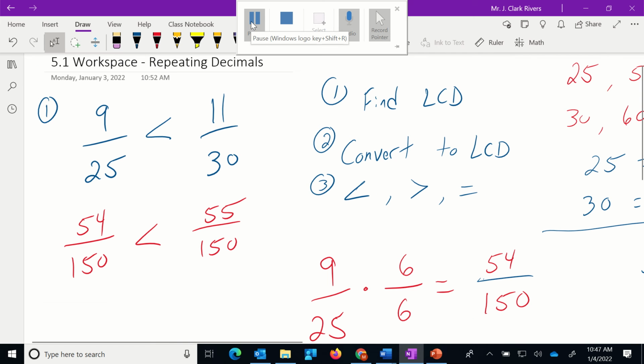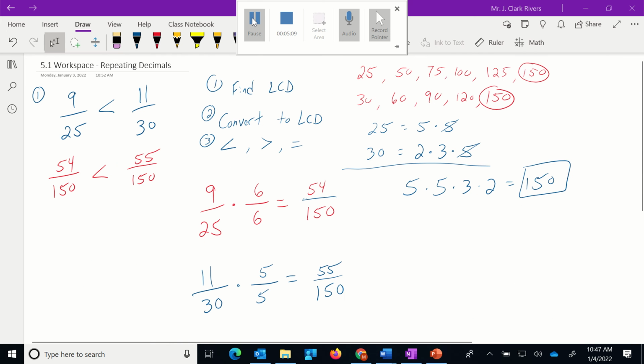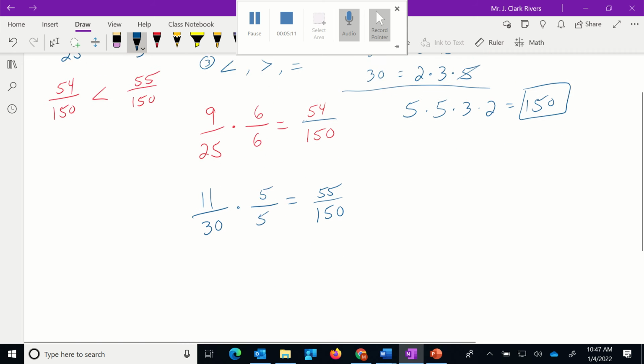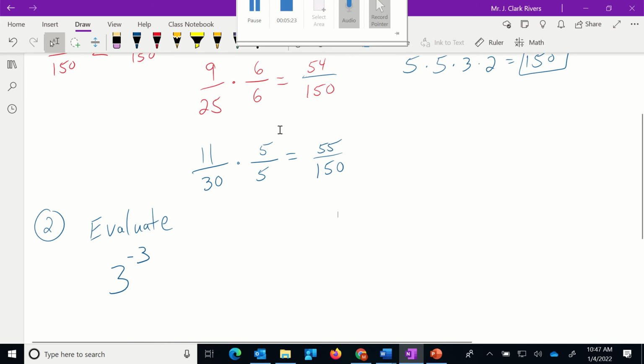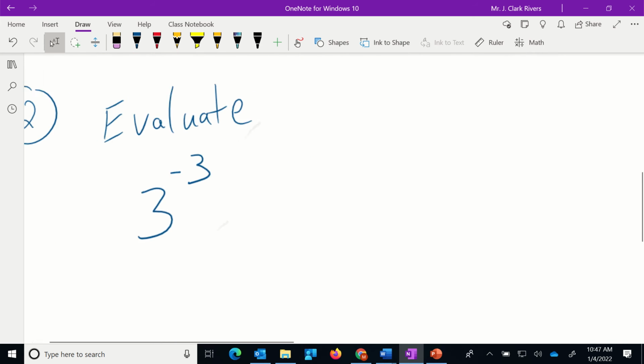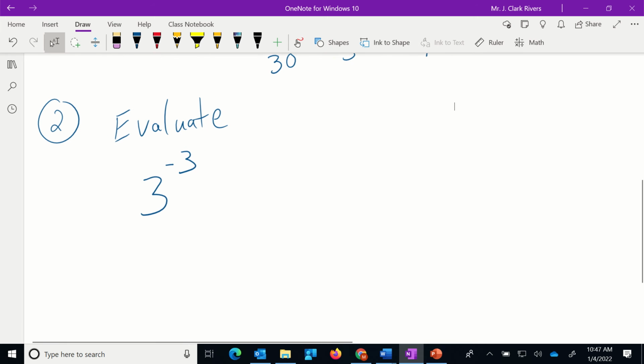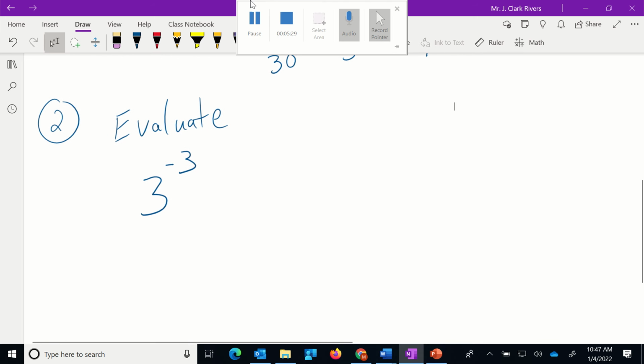Okay. We got another warm-up problem. This is our second warm-up problem and our final warm-up problem. Number 2, I want you to evaluate 3 to the power of negative 3. This is from last chapter. See if you remember how to do that. How do you work with negative exponents? I'm going to pause the video now while you work on that.